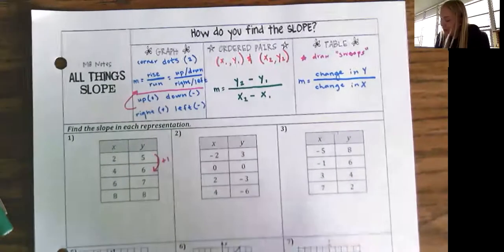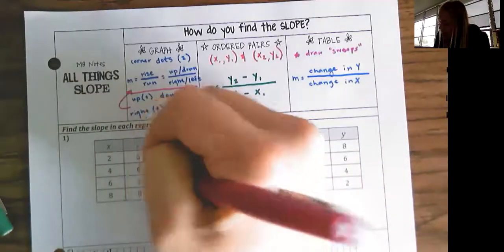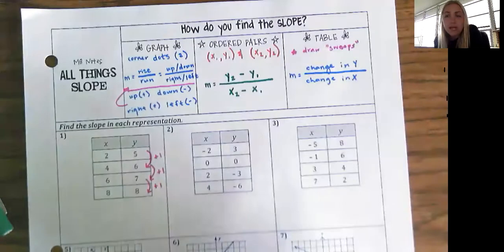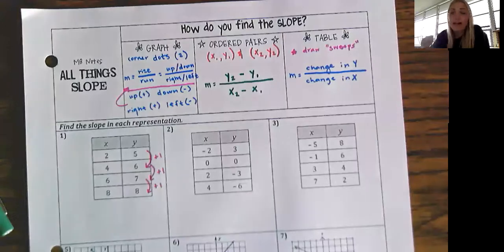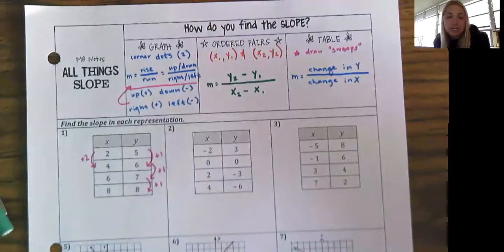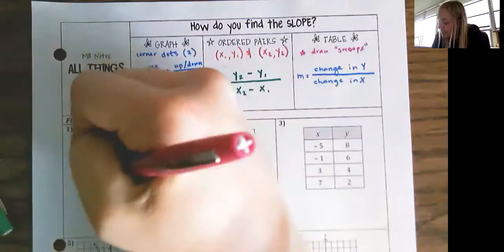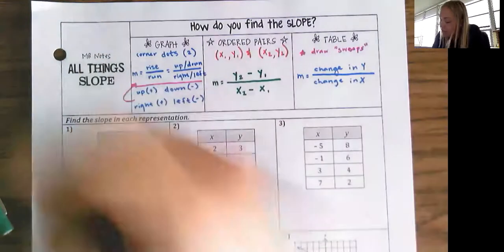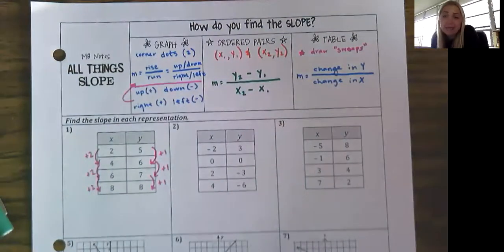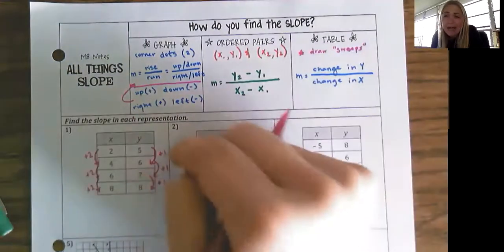Oh, that's a swoop. Okay, from 6 to 7, I have to add 1. From 7 to 8, I have to add 1. So I'm adding 1, adding 1, adding 1. That's my change in y. So let's check this change in x. From 2 to 4, how do I add to get from 2 to 4? Well, I'm adding 2. There's my swoop for my change in x. From 4 to 6, I'm adding 2. And from 6 to 8, I'm adding 2. All right, so my change in x was adding 2. My change in y was adding 1.